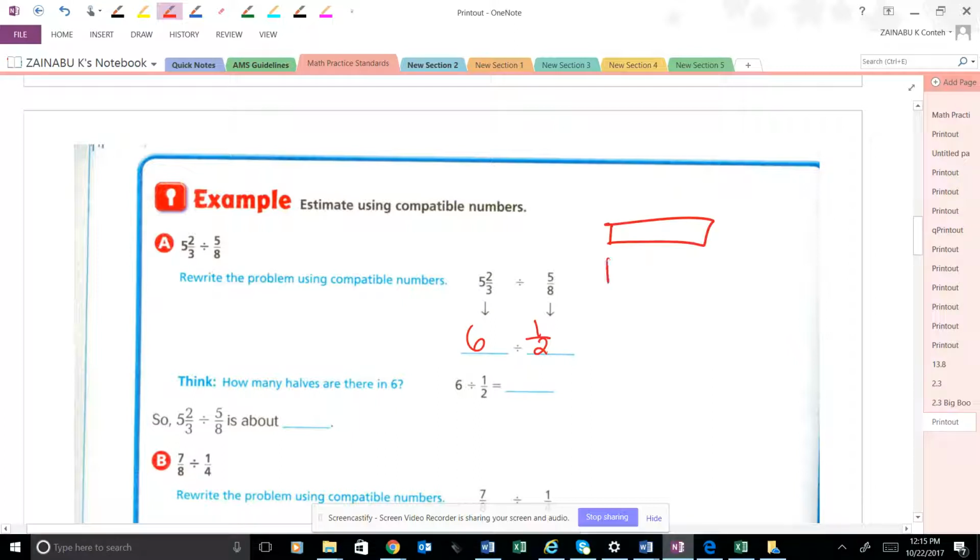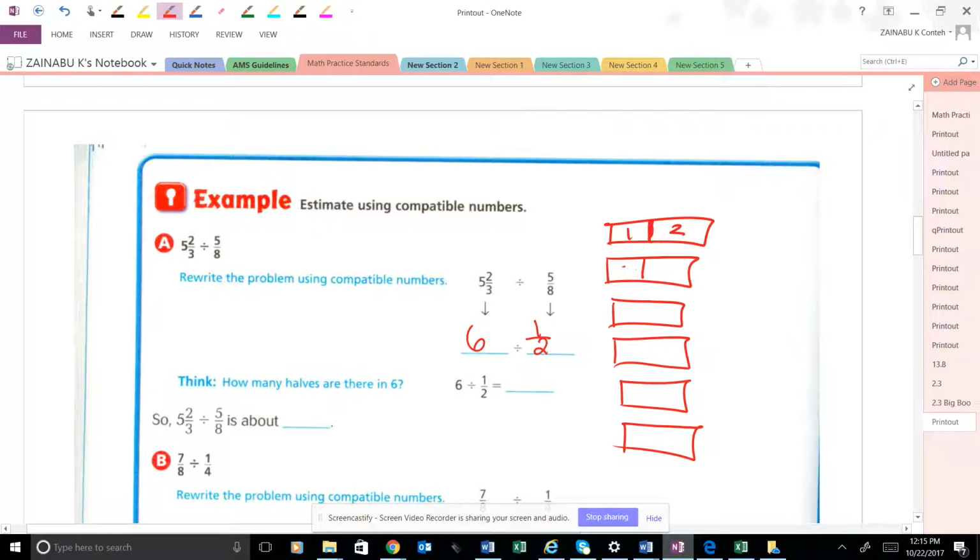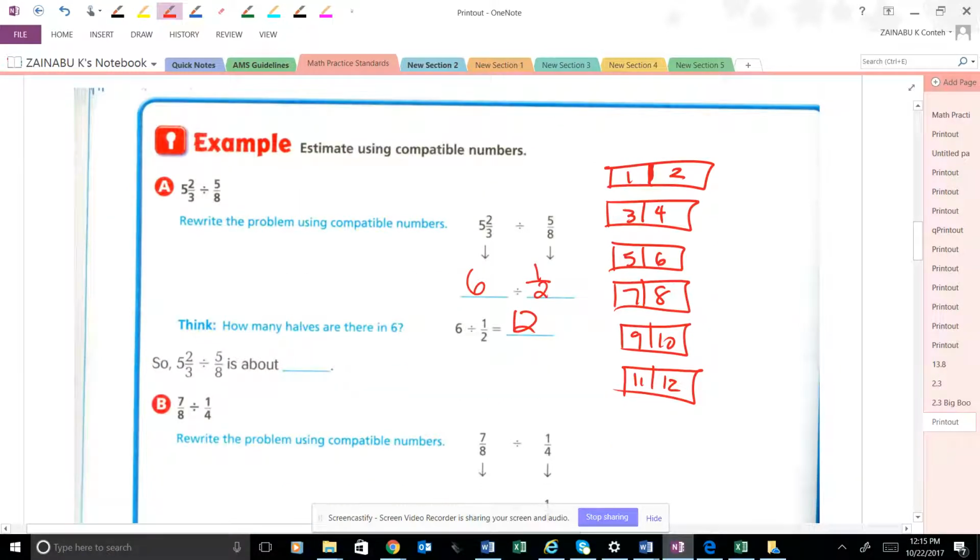I could even draw a model if I wanted to. 3, 4, 5, 6. How many 1/2s are in 6? Well, that's 1. That's another half. That's 3. That's another half. There's another half. There's another half. And so now I just made a model, another problem solving strategy, to show that there are 12 halves in 6. So 5 and 2/3 divided by 5/8 is about 12.